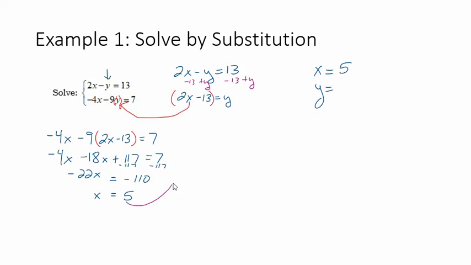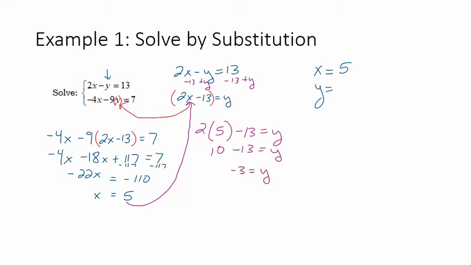So we're going to take this 5 and we can plug it back into either equation. Anywhere there's an x, we could plug it in here. We could plug it in here. This looks like the easiest. Oh, I need to turn off that speaker. So if I plug 5 in for x, I get 10 take away 13, which is negative 3.